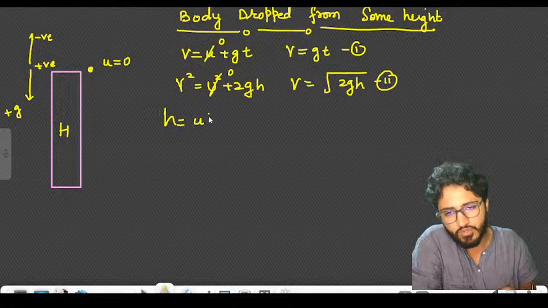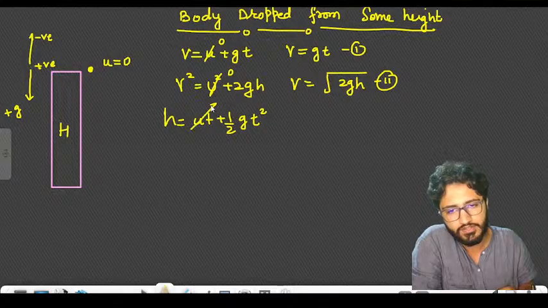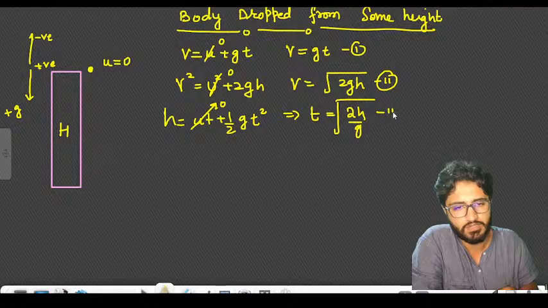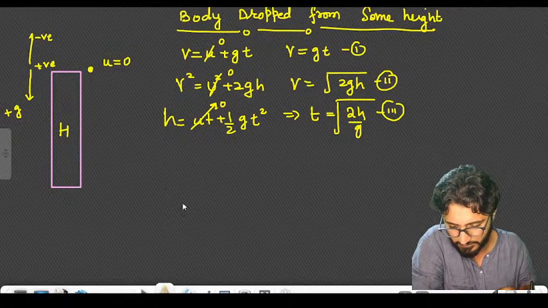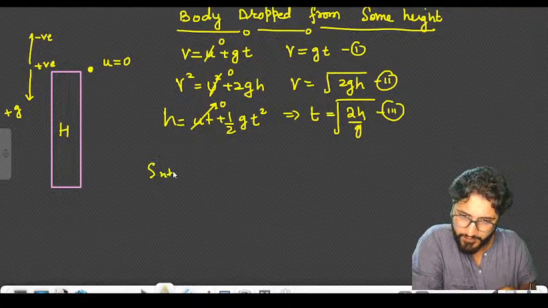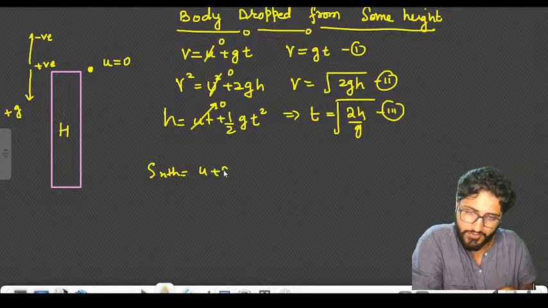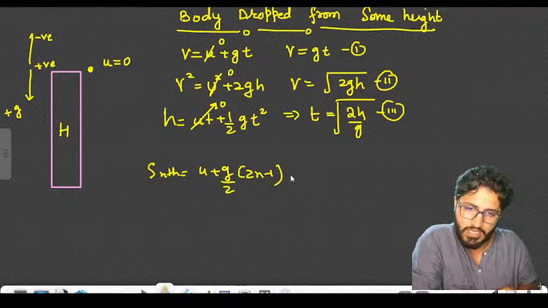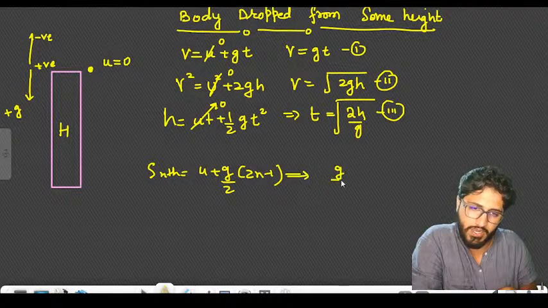h equals ut plus 1/2 gt square. u is 0. So you can see here t came out to be under root 2h by g. Third, done. Now S nth equals u plus g by 2 (2n minus 1). It came out to be g by 2 (2n minus 1) only.